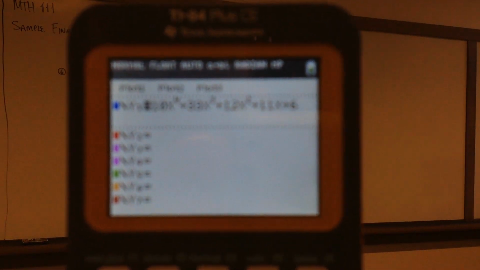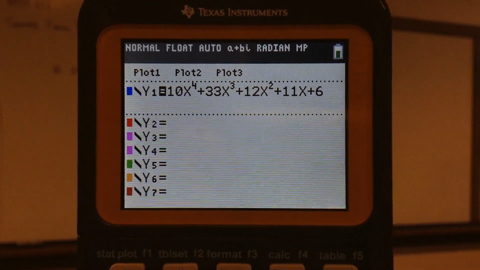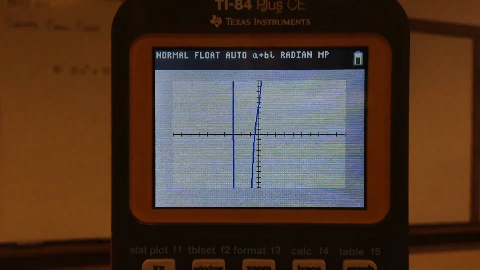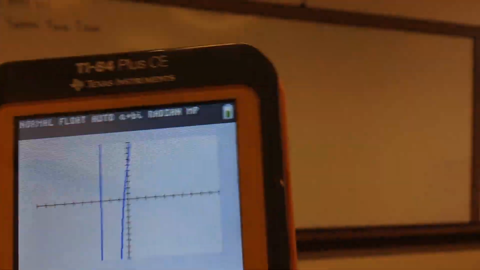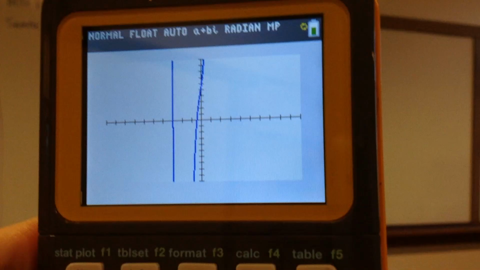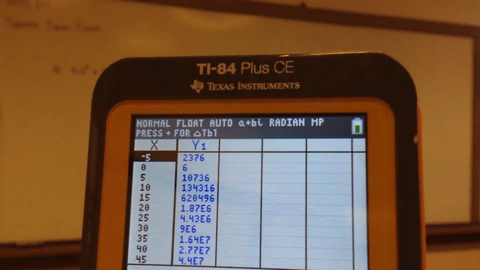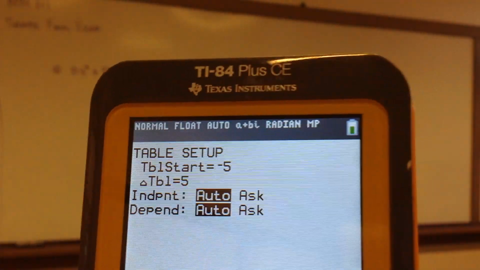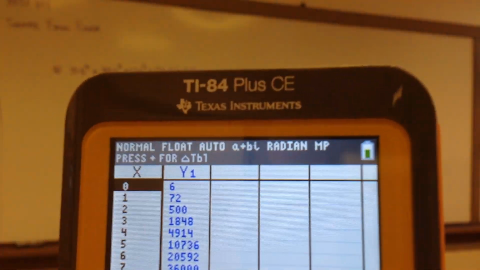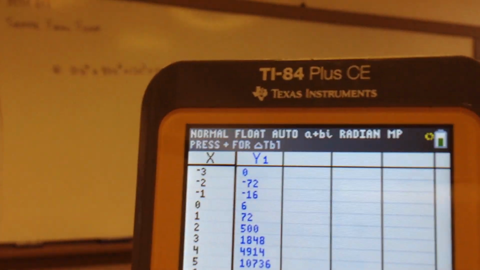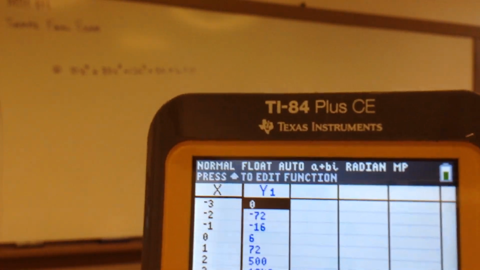Okay, so there's what it looks like typed into the calculator. And there's our graph. We've got 2 roots. It looks like there's a root at -3. Maybe we can save some time and just look in the table. I gotta set my table up. There we go. So yeah, when x is -3, y is 0.